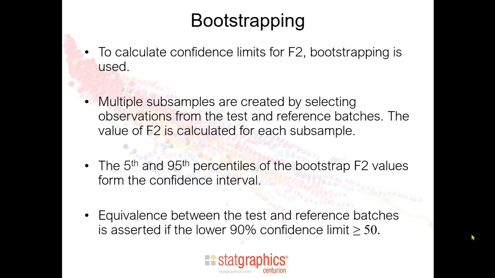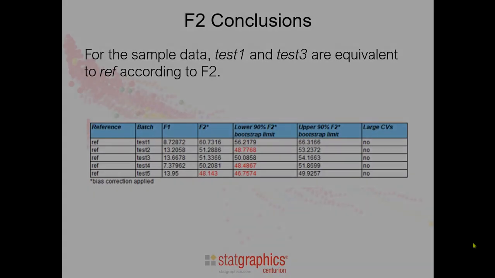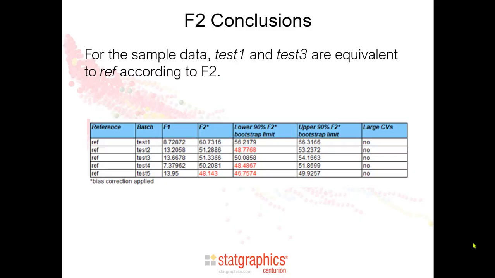To calculate confidence limits for F2, bootstrapping is used. In bootstrapping, multiple subsamples are created by selecting observations with replacement from the test and reference batches. The value of F2 is calculated for each subsample. The 5th and 95th percentiles of the bootstrap F2 values form the confidence interval. Equivalence between the test and reference batches is asserted if the lower 90% confidence limit for F2 is greater than or equal to 50. As you can see here, according to the lower 90% F2 bootstrap limit, the test 1 and test 3 batches are equivalent to the reference batch.